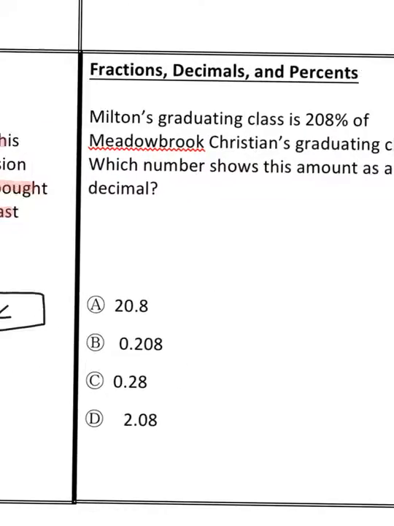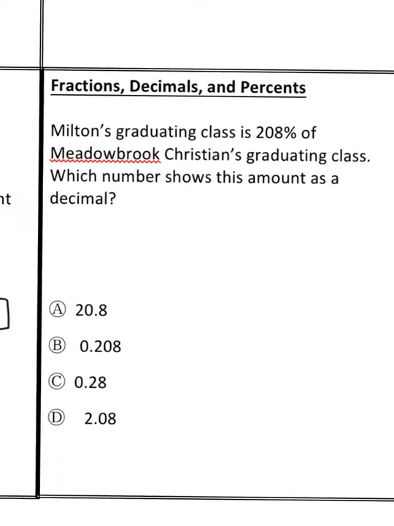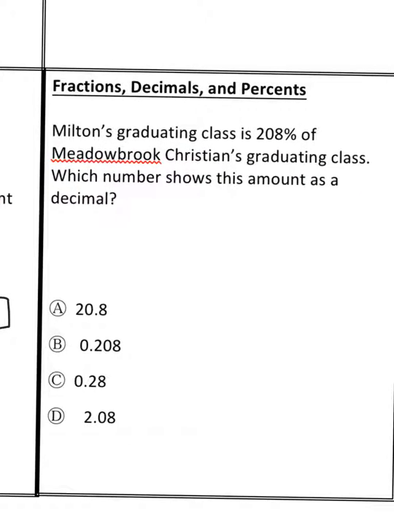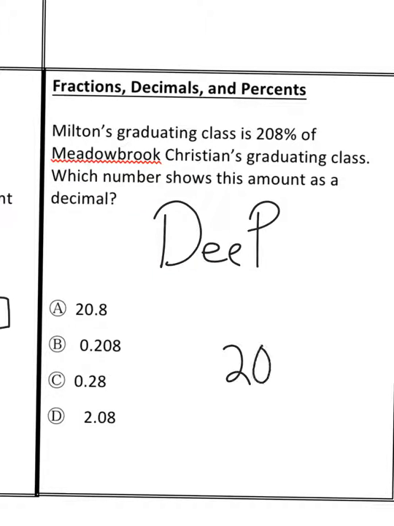Alright, let's move over to the last one, fractions, decimals, and percents. And it says, Milton's graduating class is 208% of Meadowbrook Christian's graduating class. Which number shows this amount as a decimal? Well, you know what? I see a percent, and we're changing it to a decimal, so I am thinking of our best friend Deep. So I have 208%.